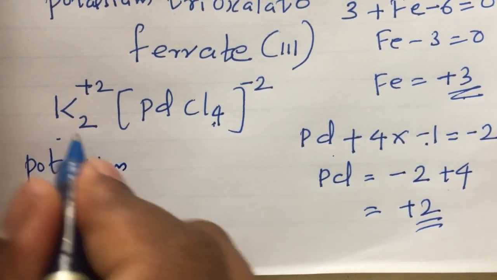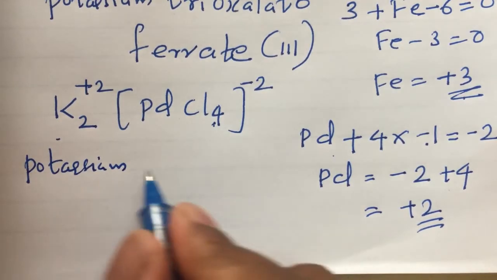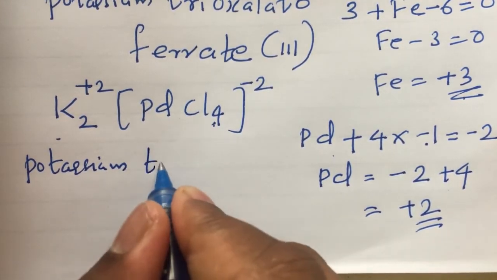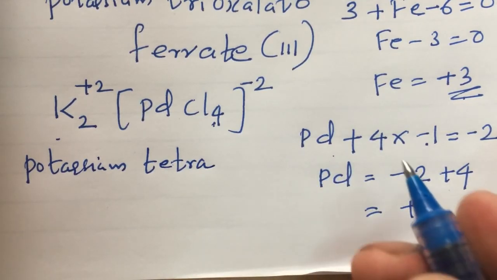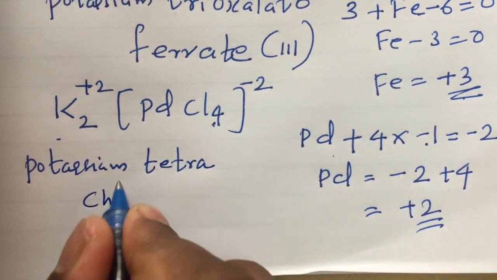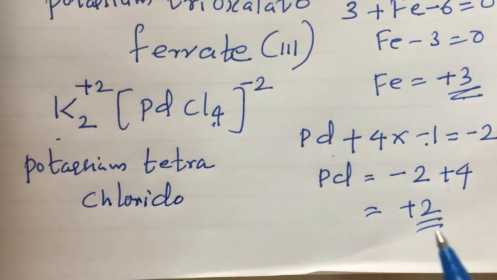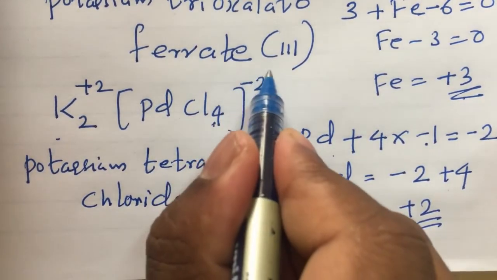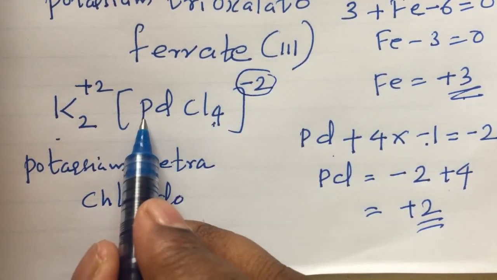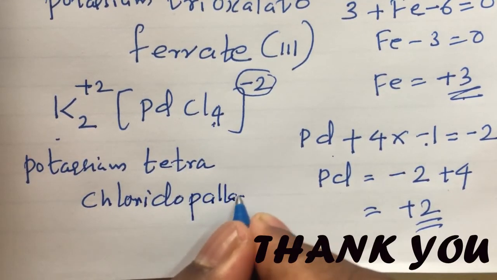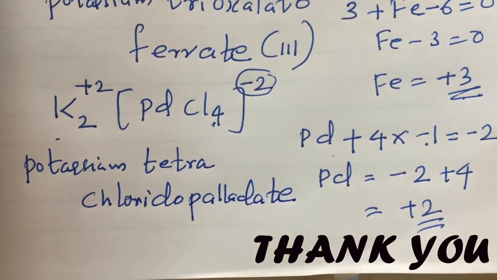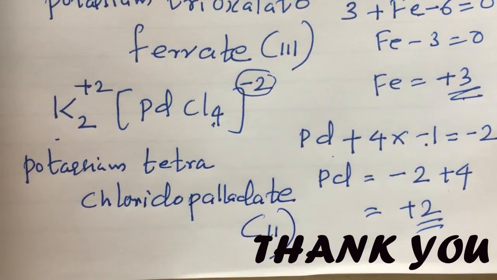Now we can write the name. Potassium, only one kind of ligand, chlorine, tetrachlorido. What is the name of the ligand? Chlorine, chlorido. Then the complex is negative, so palladium, palladate. Then the charge is 2. Potassium tetrachlorido palladate 2. Clear?